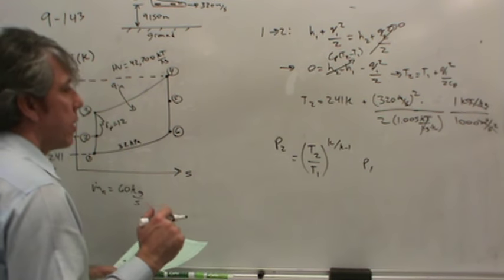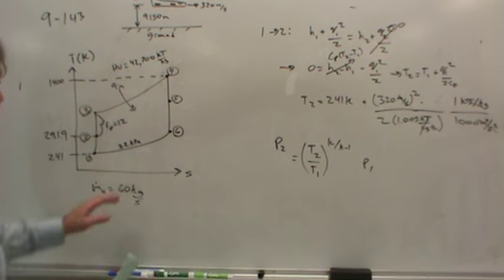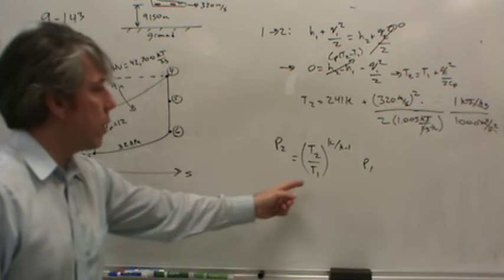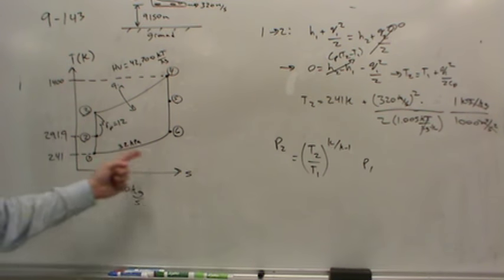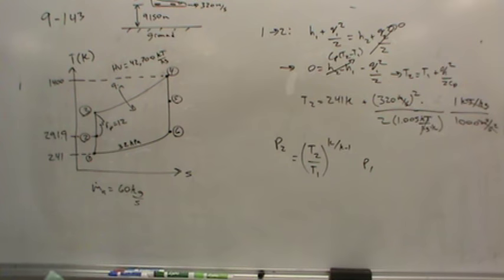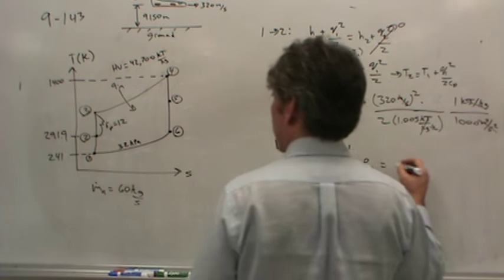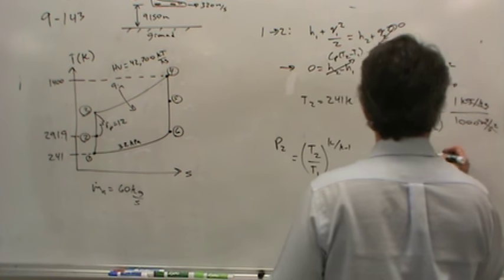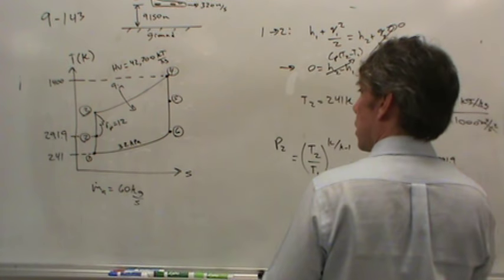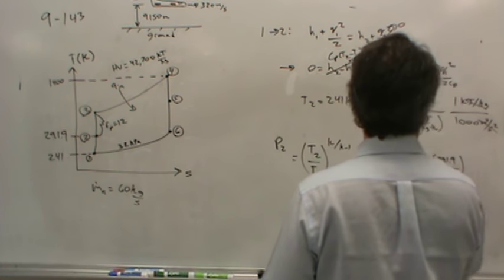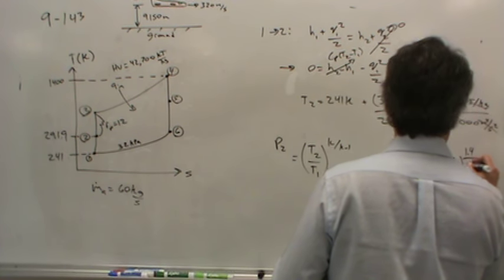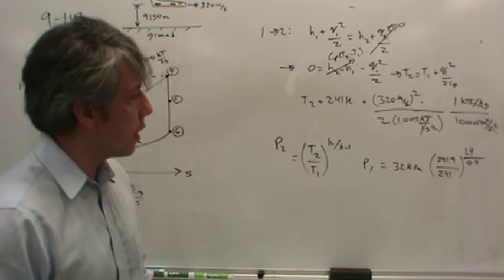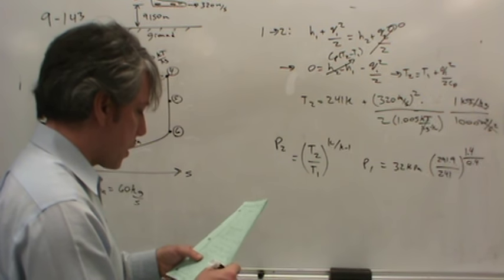We know that the pressure in state 1 is 32 kilopascals. We know the temperature in state 2, 291.9, and the temperature in state 1, 241 Kelvin. So we can solve it. It's pretty simple, right? P2 equals P1, 32 kilopascals, times T2 over T1, 291.9 over 241, to the power of K over K minus 1, where K is 1.4. 1.4 is just the ratio of heat capacities for the air. Plug all this in, and you'll get the pressure in state 2.